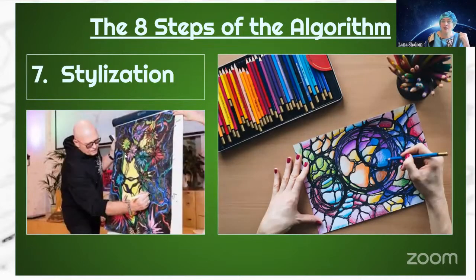Step 7 is called stylization. Stylization means you are bringing your drawing to an aesthetic finalization. You look at your drawing and you say, okay, now that I finished the NeuroGraphic part, how can I make it the most beautiful drawing ever? How can I make it so that it would be put in the Metropolitan Museum of Art in New York City? Okay.